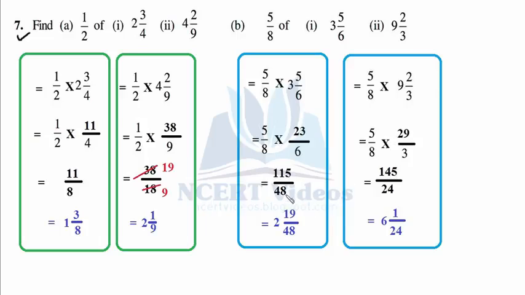Now 48 twos are 96 and the remainder is 19. So 2 and 19 over 48. You can go with your long form of division if you find some problem. So 2 and 19 over 48. Now here 24 sixes are 144. Again you can go with your long form of multiplication. The remainder is 1, therefore the answer is 6 and 1 over 24. So that is how you do your mixed fractions.